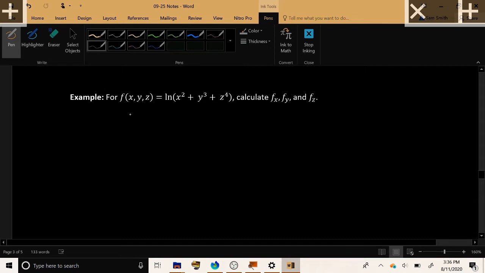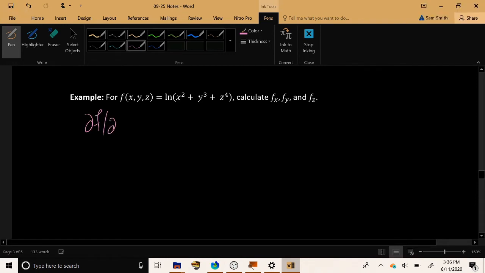Okay, let's get a little bit more practice, and this time let's practice with a function of not 2 variables, but actually 3 variables. Let's see what it might mean to look at the rate of change in the x direction, the rate of change of the output as y changes, and the rate of change of the output as z changes. So let's go ahead and get started with partial f, partial x.